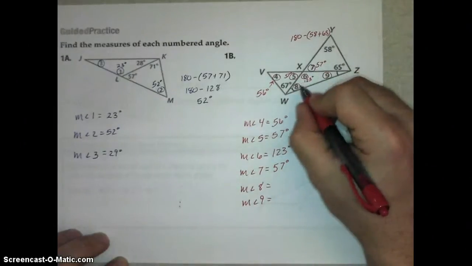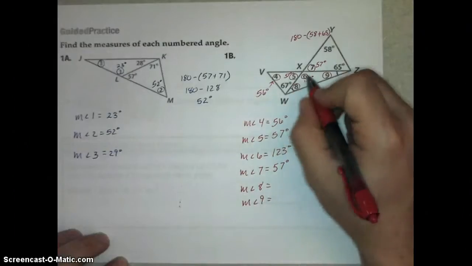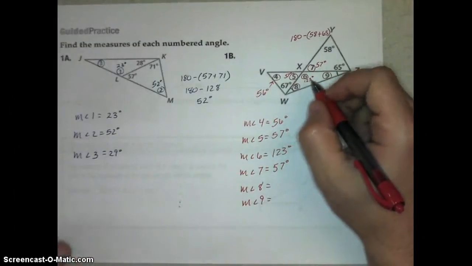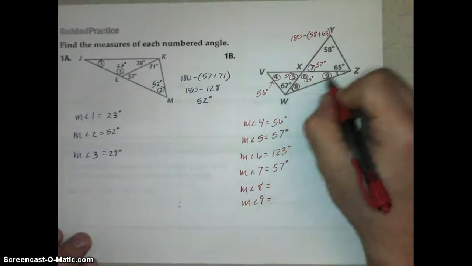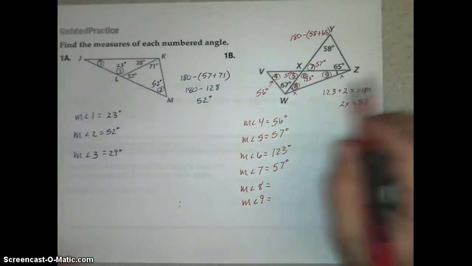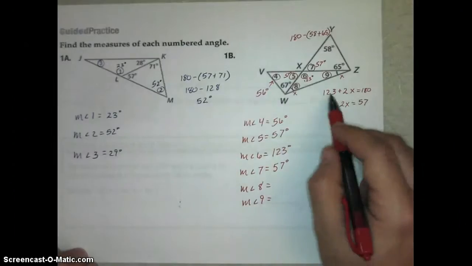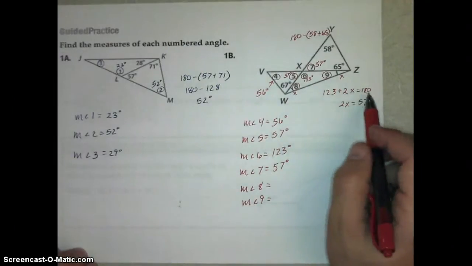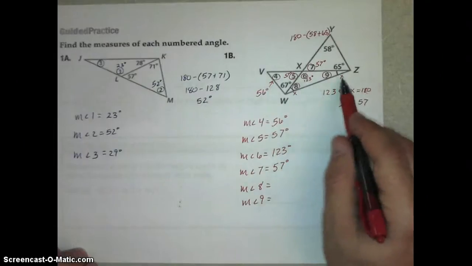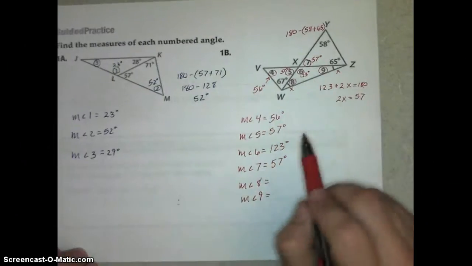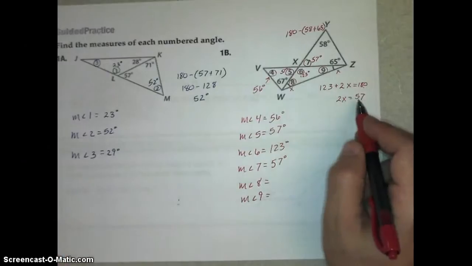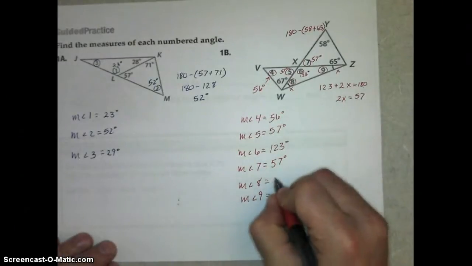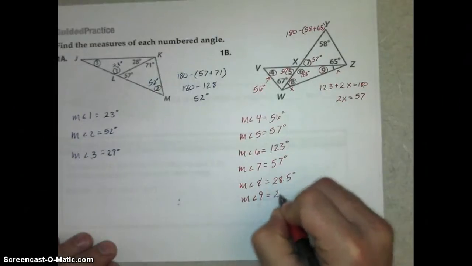Now to find the measures of angles 8 and 9, I'm going to take 180 and subtract 123 and realize that these two angles should add up to 57 degrees, because if I add all three, they add up to 180. They're both the same, so I could just call each of them x. So really each one is going to be half of 57, which gives us that they're each 28.5 degrees.